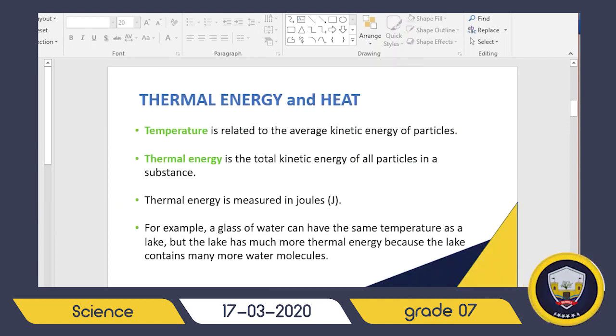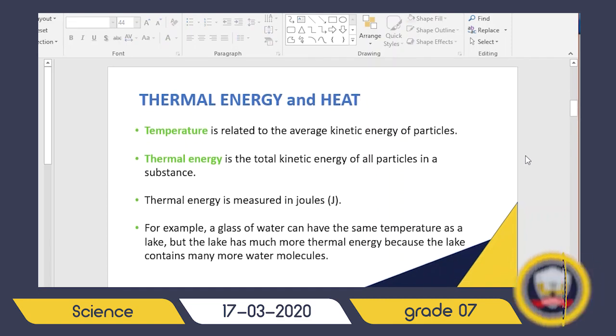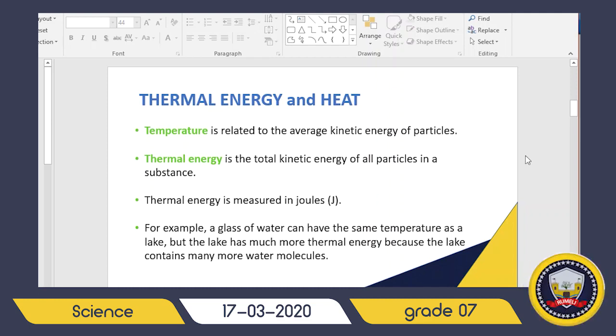I would like to repeat what is temperature, what is thermal energy, and what is heat again before I begin my lesson now. Remember the temperature. Temperature is related with the average kinetic energy of the particles. Don't forget, it is the average kinetic energy of the particles. So each particle in each substance has a certain movement, and kinetic energy is related with the motion of the particles, the movement of the particles. So when we calculate the average kinetic energy, we will find the temperature of the substance.